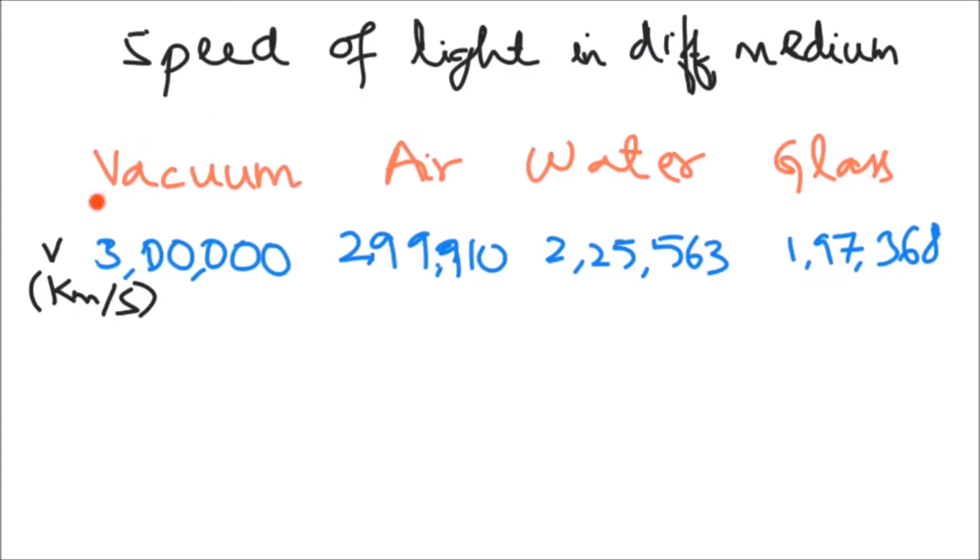In vacuum, as there are no particles, light can freely move. Since there are fewer particles in air, speed of light is almost equivalent to vacuum. In water, as the particles increase, the collision of the light particles with the molecules also increases and hence the speed comes down. Solids have the most number of particles in them and more interactions and collisions, and hence the speed of light is the minimum.